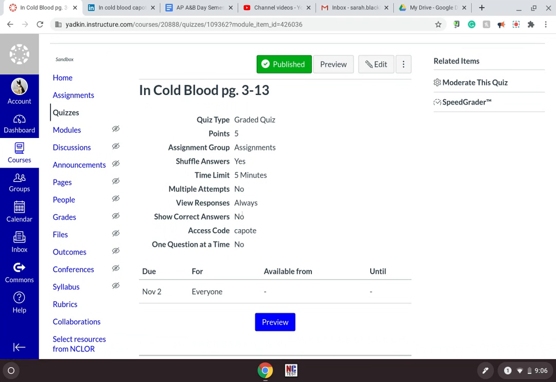So as you can see, this is the first quiz. There's your access code, and the access code will be the same for all the quizzes. I only have it there just because I know you're used to it, and I don't want you to accidentally start before you're ready.